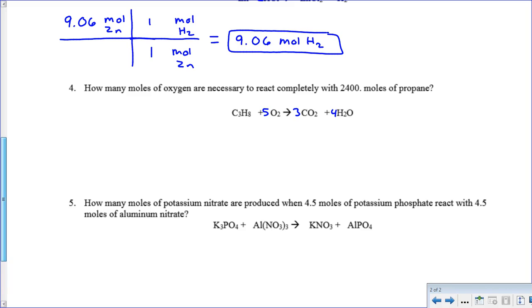Okay, so this one says that you have 2,400. moles of propane. And so the significance of that point here, this 2,400. is it's a decimal point, and it says that those trailing zeros on the 2,400 matter. So there are 4 sig figs in that. 2,400 moles of propane, so moles of C3H8.